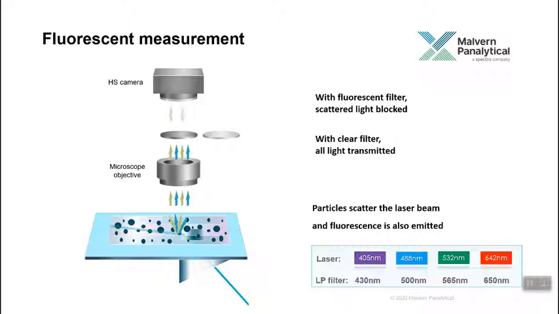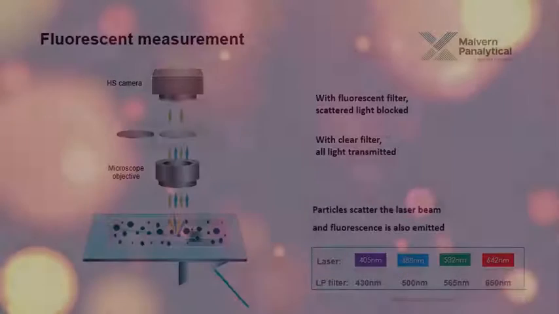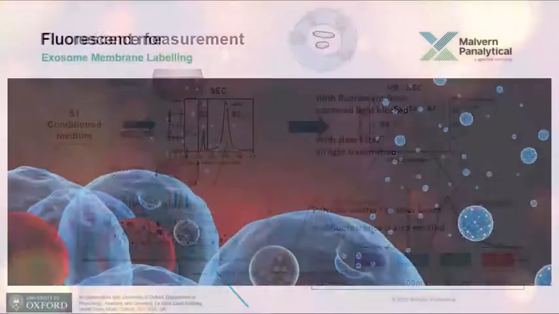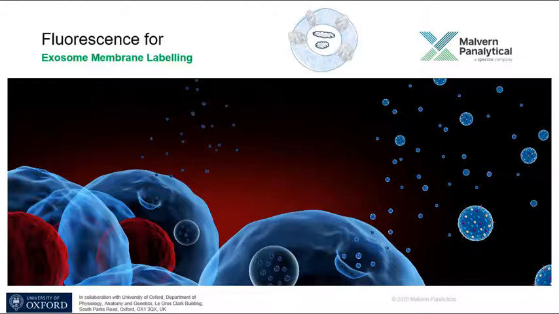The addition of a fluorescence option dramatically extends the capabilities of the instruments, allowing truly multi-parametric characterization of nanoparticles. I will now show a few examples of fluorescently labeled exosomes characterized by NanoSight NTA in both the light scatter and fluorescence mode.